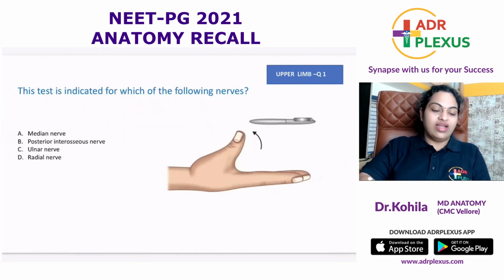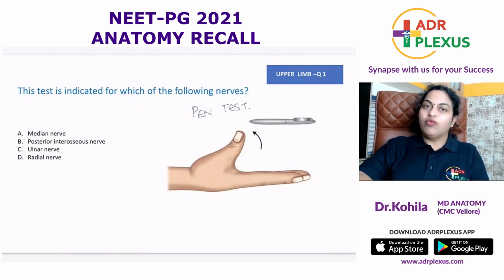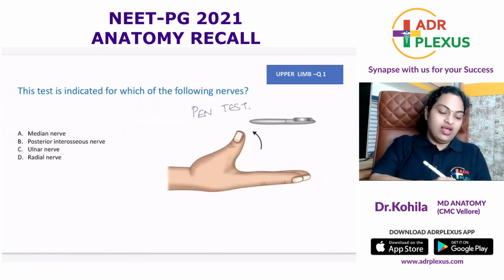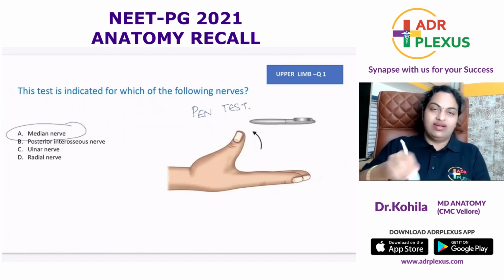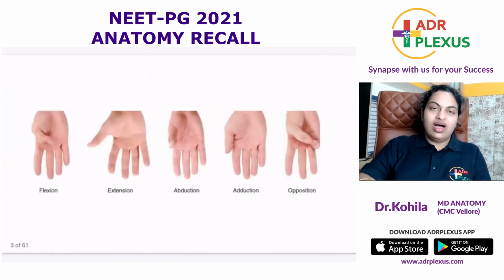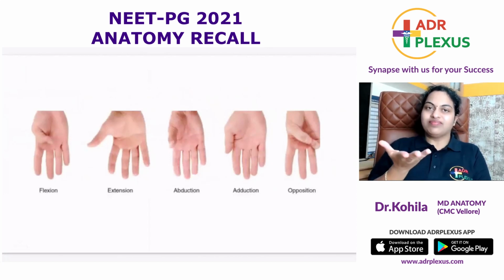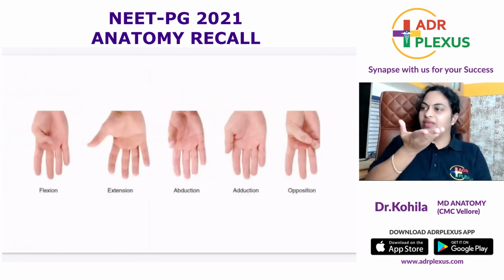To start with the first question, it was an image-based question. This test is indicated for which of the following nerve? It's very obvious. It's the pen test, so you should be having it at the tip of your fingers. Pen test is for which nerve? Median nerve. Do you have an idea about the movements of the thumb? What are the movements of the thumb? Can you see my thumb here?